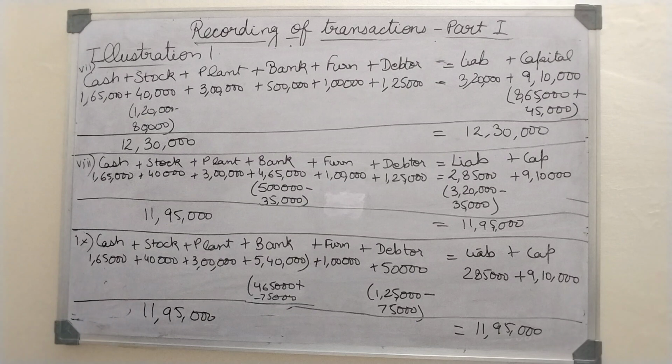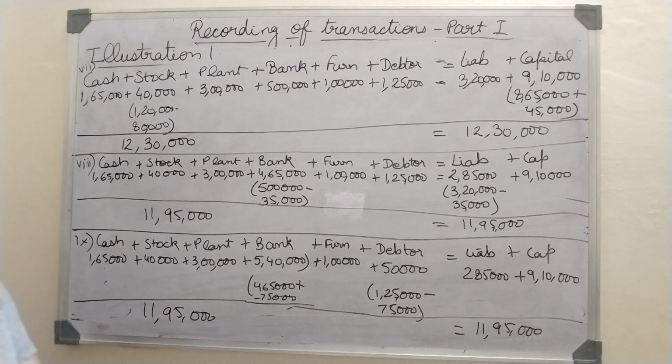Here we come to our last transaction. That is withdrawn by owner for personal use, 25,000. When an owner is withdrawing for personal use, it means from cash I will be deducting and I will be adding it to capital, right? So when I am withdrawing something, then my cash is reduced because I am taking it for my personal use, and taking for personal use means it is my drawings. In terms of accounts, we say it as drawings.